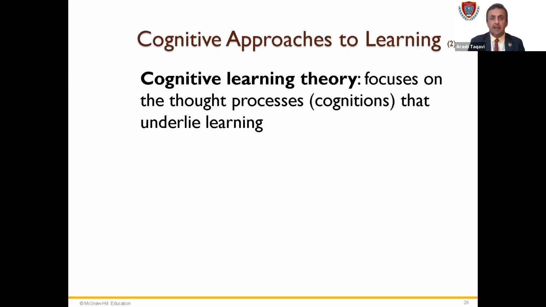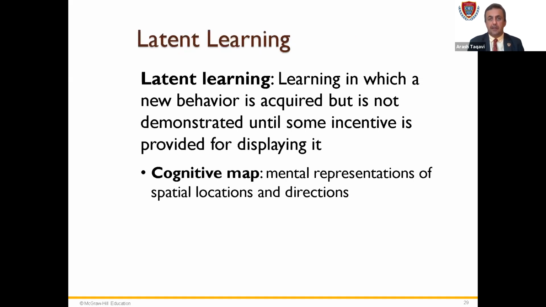What is cognitive learning theory? In contrast with conditioning, it is sometimes called observational learning, and it focuses on the thought processes, the cognitions that underlie learning. It is not about the association between the stimulus and your actions, which you can find in classical conditioning, or about your actions and expected outcomes in the future, which you can find in operant conditioning. It is about the cognitions, belief system, and rationality underlying your learning.